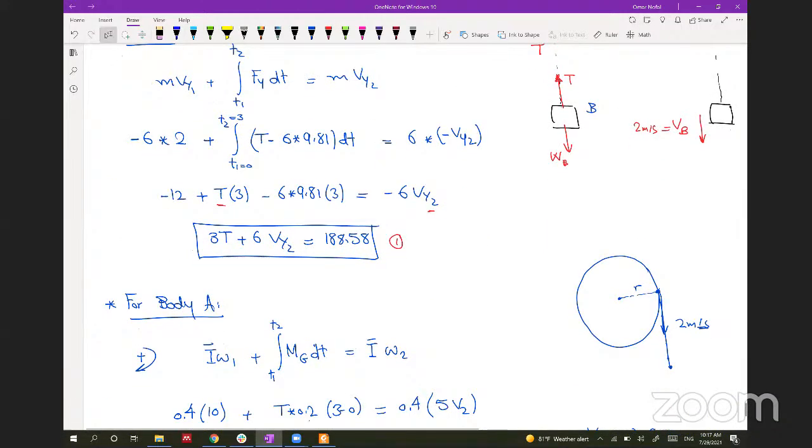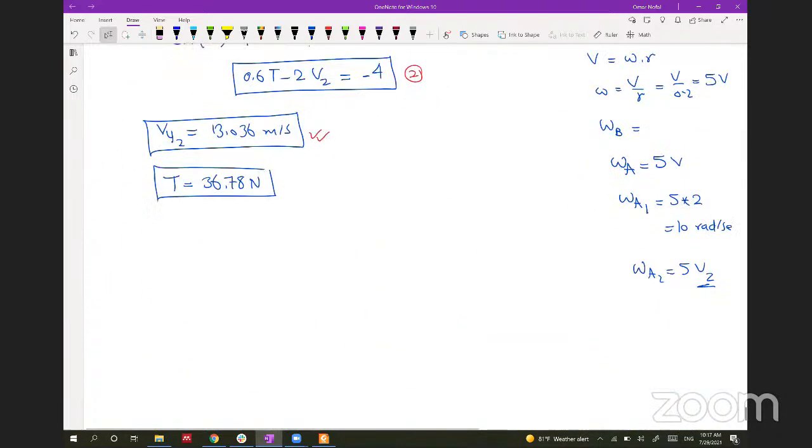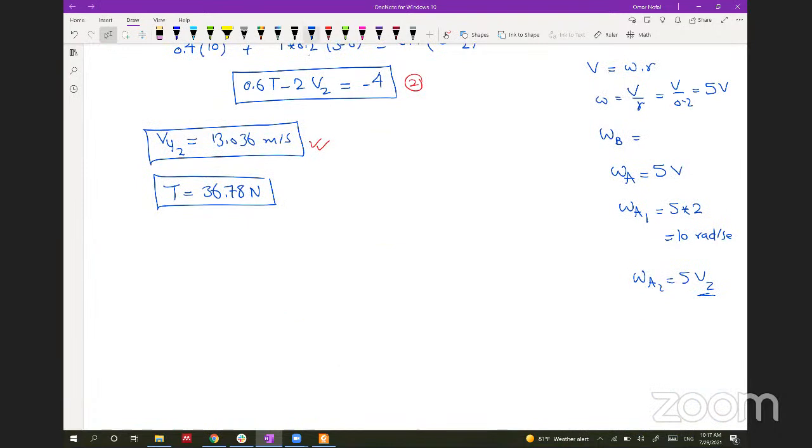All right, so let's solve another problem. It's similar to this one, but a little bit different, and we will solve it using the system approach, not separating the bodies into two rigid bodies. So let's solve the example.